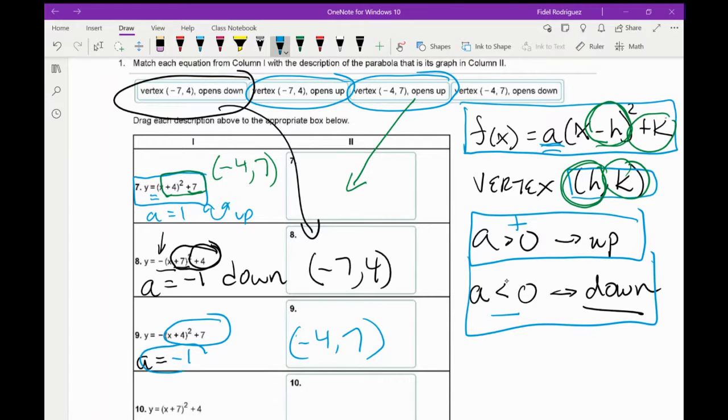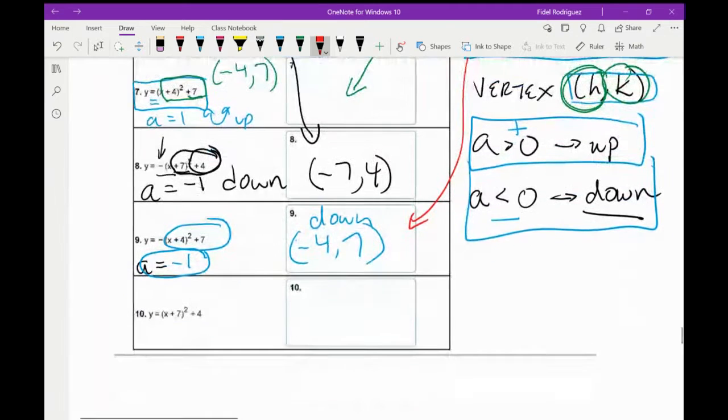Awesome. And because this here was negative, this graph is opening down. So again, I'm going to look for another one opening down. Here it is. Over here, I'm going to circle it in red with negative 4 and 7. And that one's going to go there. And then if we do the last one, so guys, remember, first thing I'm going to do again, I'm going to look at my number A.